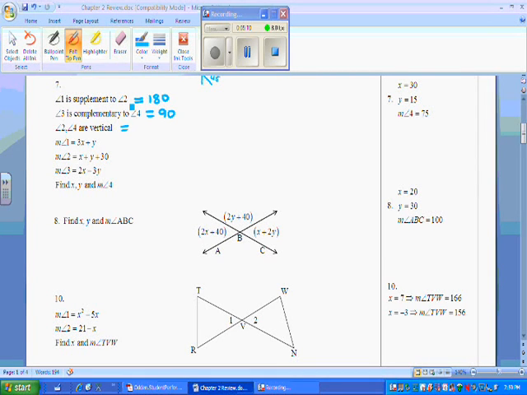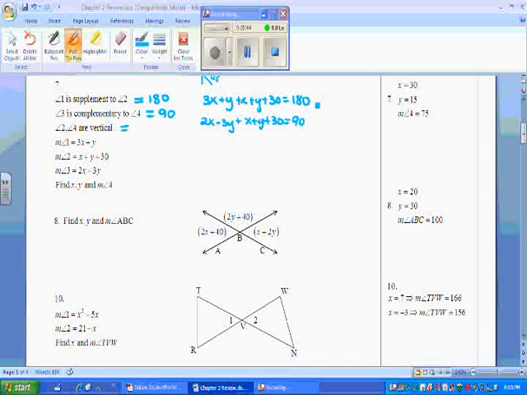So what do we know? The first equation is right up here. 1 and 2 add to equal 180. So we got 3x plus y, we're adding x plus y plus 30, and setting that equal to 180. There's the first equation. The second equation says 3 and 4 are complementary. Well, we don't have angle 4, but we know 4 and 2 are the same. So let's take 2x minus 3y, add x plus y plus 30, and set that equal to 90.